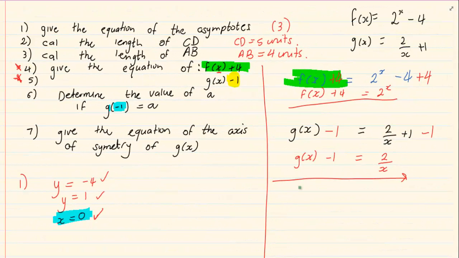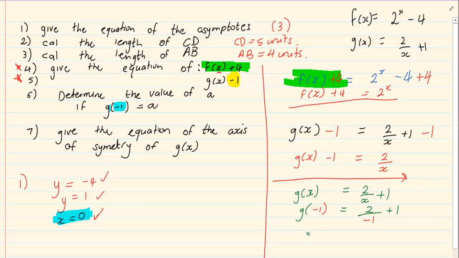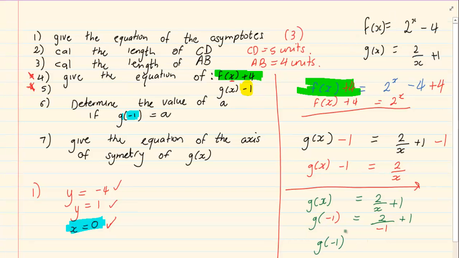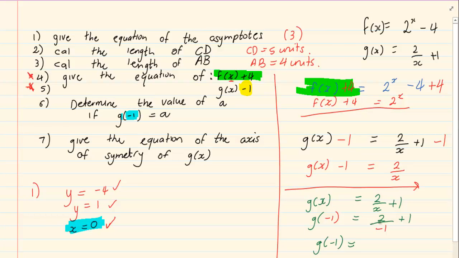So, what they're saying is that we're going to start with g of x. g of x is equal to 2 over x plus 1. Then they are saying in place of x, I'm going to put a minus 1. So, in place of x, I'm putting a minus 1. And then I'm going to have my same sum, but in place of x, I'm putting a minus 1. So, what do I have? My final answer is g of minus 1 is equal to minus 1. And they are telling us to call this a. So, I'm simply going to say a is equal to minus 1.